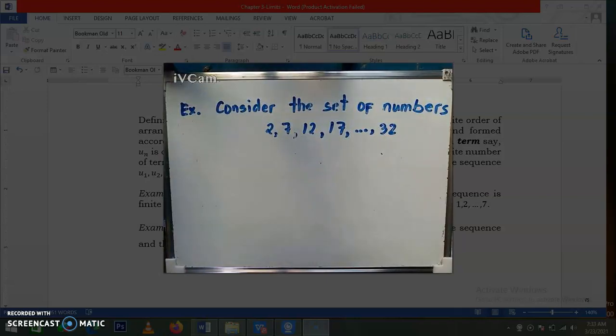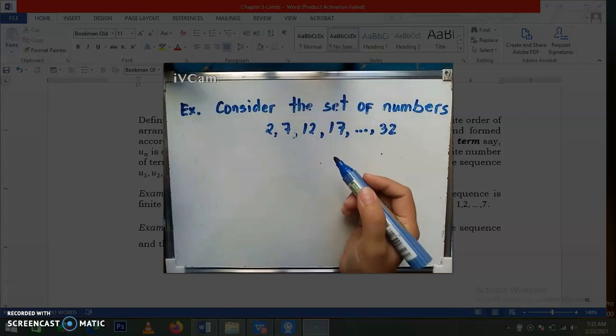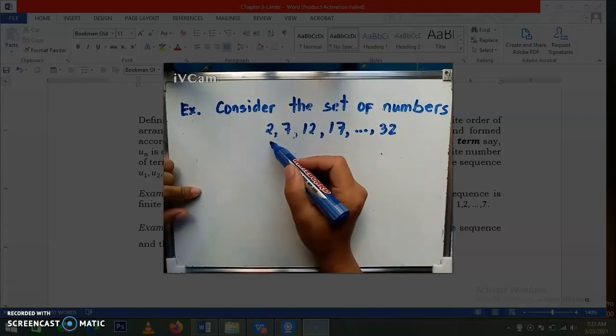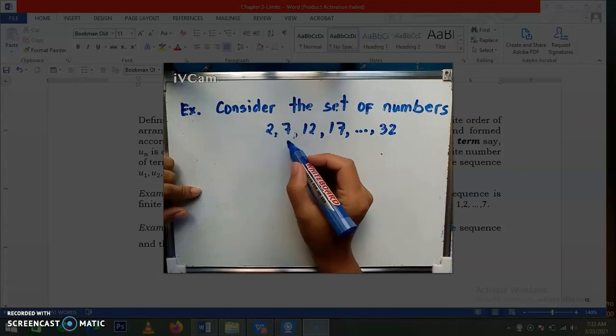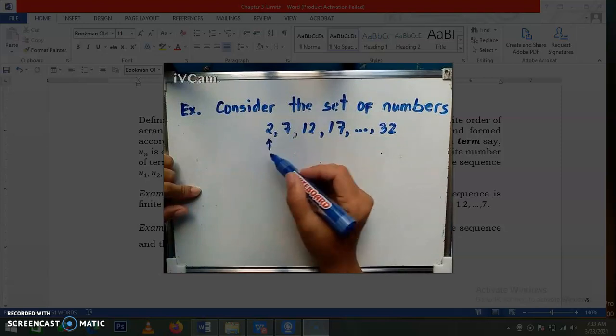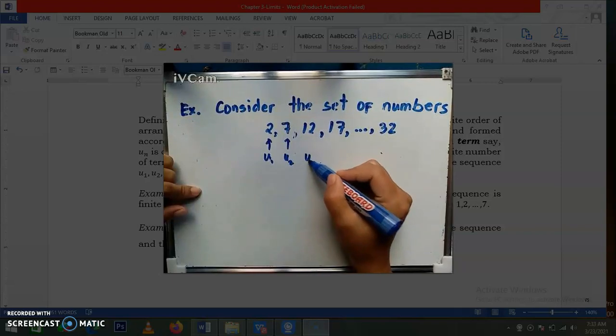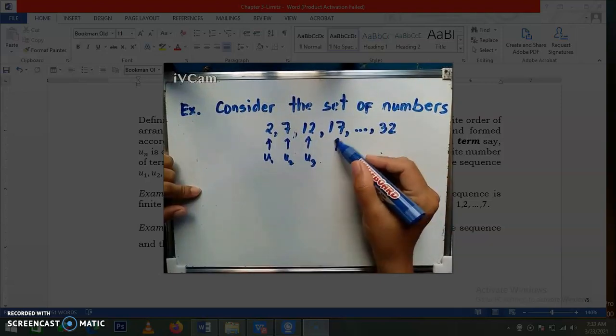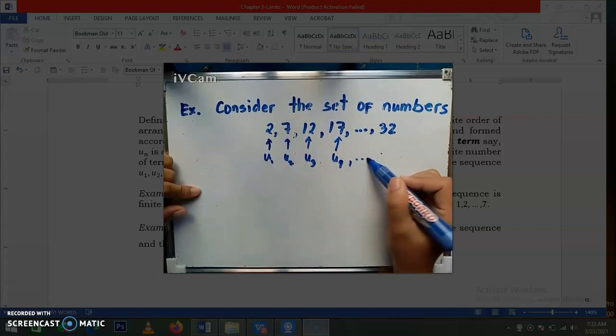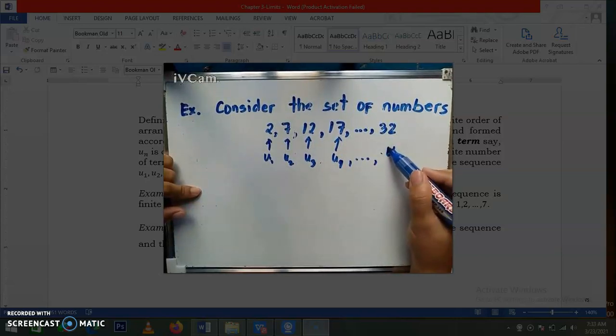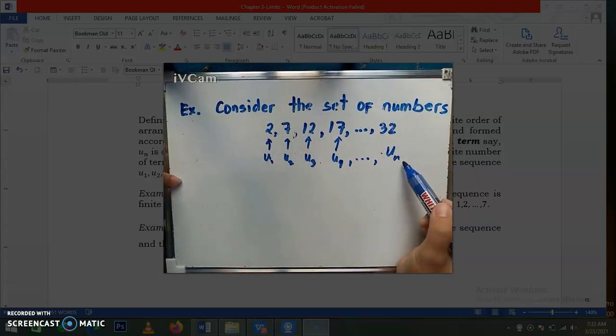We have 2, 7, 12, 17, up to 32. So 2 here is the first term in the sequence, followed by 7. This is the second term, or our 2 is u sub 1. This is u sub 2. Here u sub 3. This is u sub 4, and so on. So this is our u sub n, or we will try to find out what is the last term of this sequence.